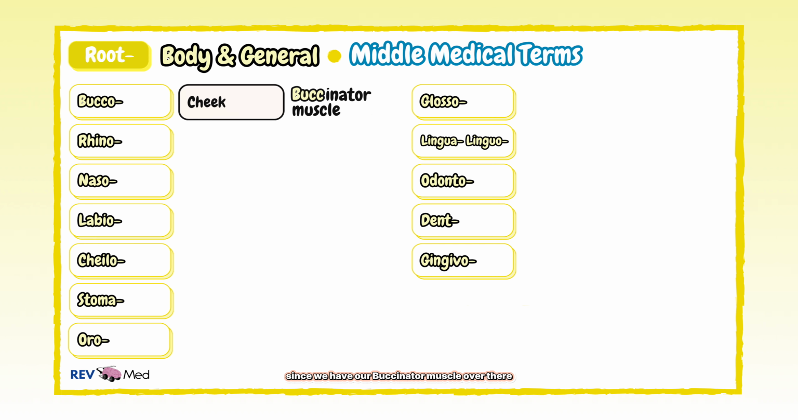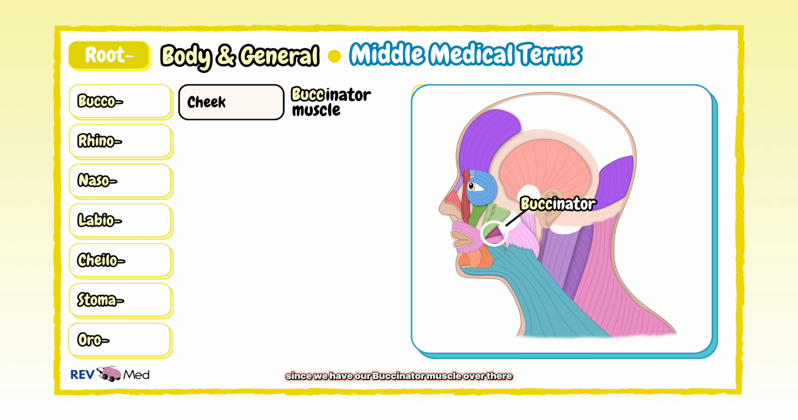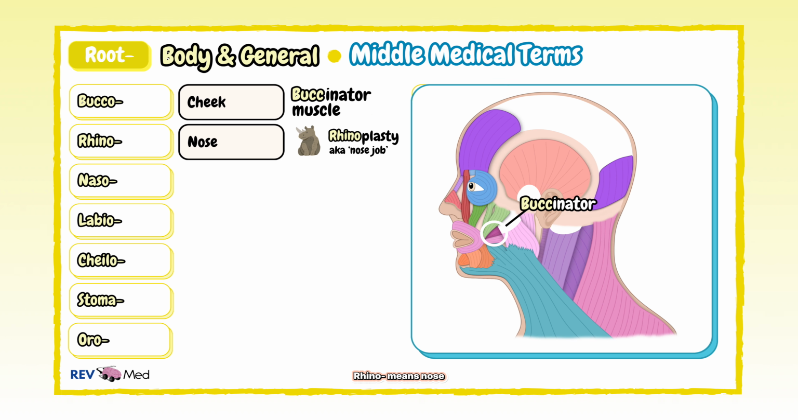Bucco means cheek, since we have our buccinator muscle over there. Rhino means nose. You'll hear rhinoplasty for what we call a nose job. Think of rhino and its horn as the nose. Nasal also means nose. Nasal, right?